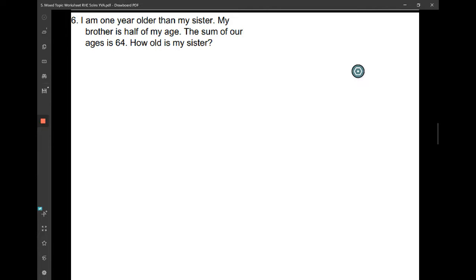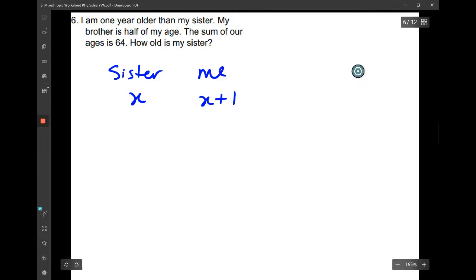So you can say that, for example, you can set your age as X or your sister's age as X. So sister is X. Me is going to be X plus 1 because I'm older. My brother is half my age. So your bro is going to be X plus 1 over 2. So it's going to be half of this.